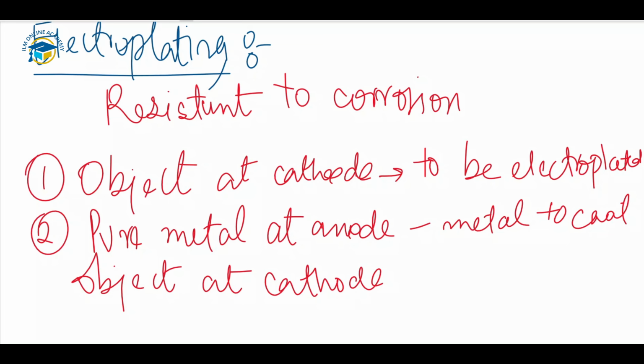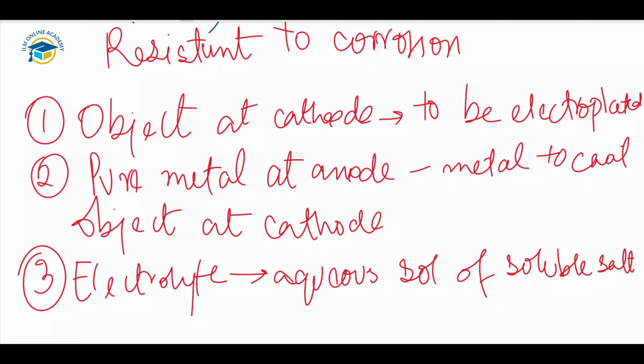And the third one, the electrolyte, is an aqueous solution of a soluble salt of the pure metal. At the anode, the metal loses electrons and forms ions in the solution, and at the cathode the ions gain electrons, and the atoms deposit on the object, thus electroplating it. So these are the three rules, and the third one is about the electrolyte, the aqueous solution of the soluble salt. Electroplating is used to make metals resistant to corrosion and also to improve their appearance. That's why we do electroplating.